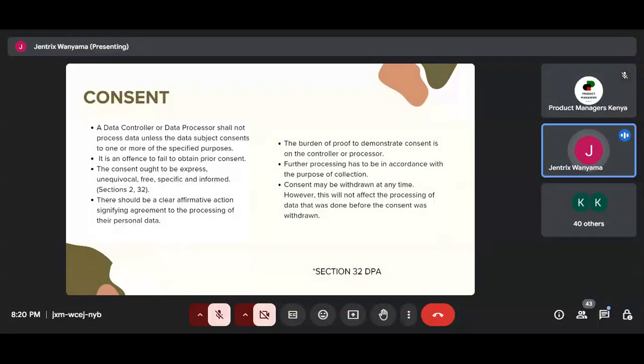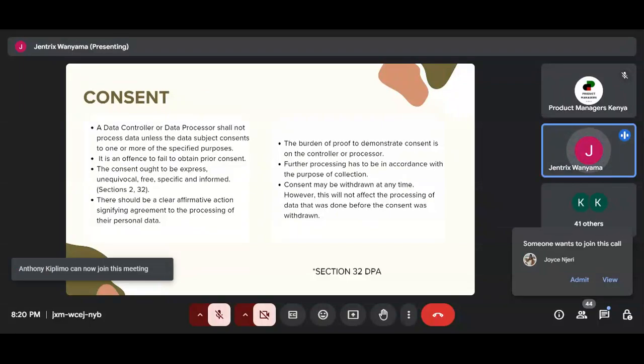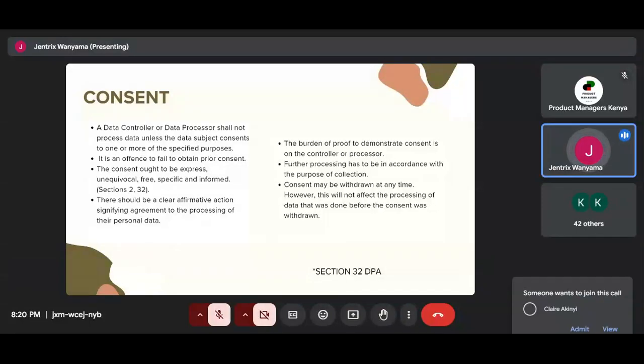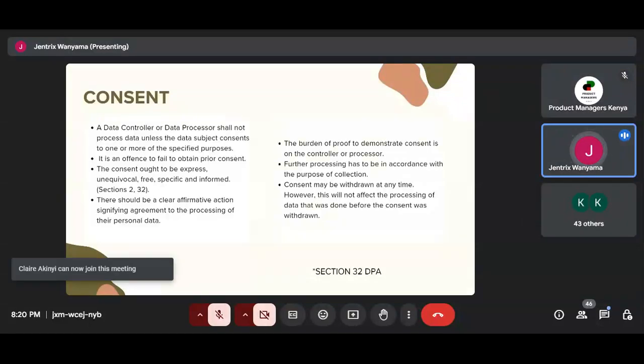It's an offense to fail to obtain prior consent. And when we're talking about consent, there are some requirements it has to meet. It needs to be express, unequivocal, free, specific, and informed. We'll look at this a little more moving on, but just to show you how detailed your agreements or policies need to be. Most people don't actually read those things, but if a user were to read, would they understand what you're going to do with their data? And if they understood, would they then give their free, unequivocal, and specified consent?